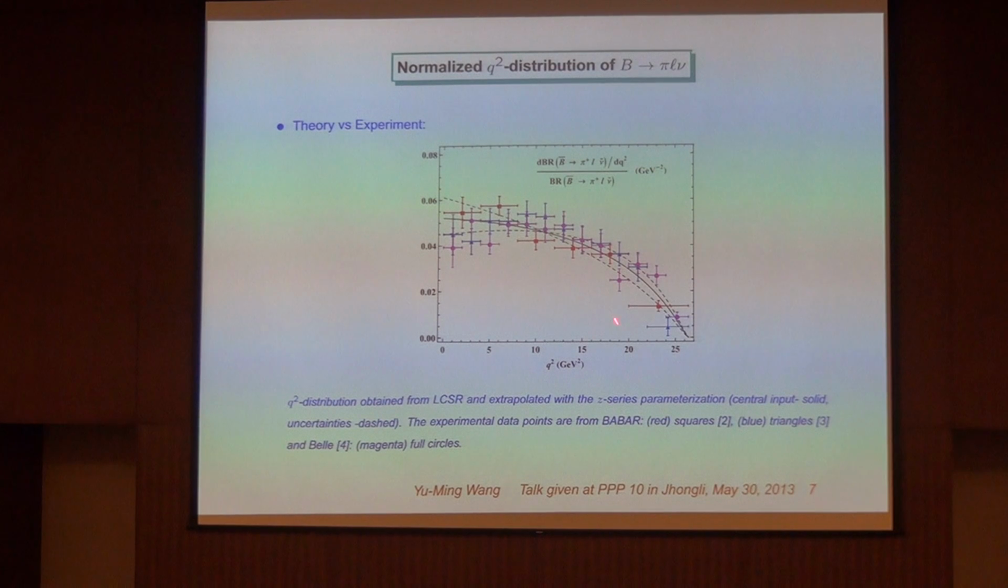And the magenta circles are from Belle, and in general you can say that the shapes are in reasonable agreement, but the only problem is that in this small q-square region, whether the shape is positive or negative from this experimental side is not so clear now.